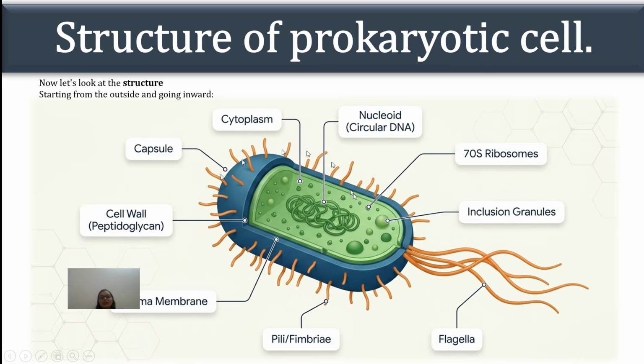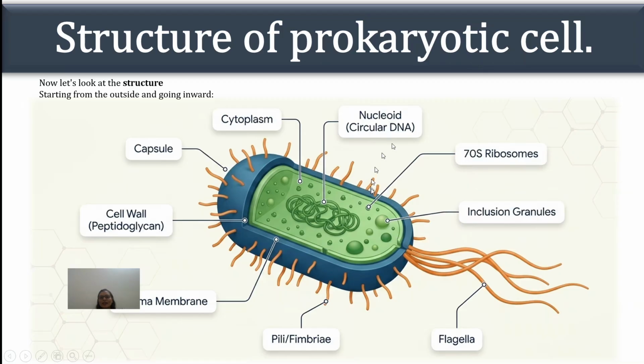Outside the cell wall structure, pili and fimbriae are also present. Pili are used for attachment to the cell surface of the host cell. Flagella are also present outside the cell wall. Some organisms are flagellated, some are non-flagellated. Flagella are used for movement.